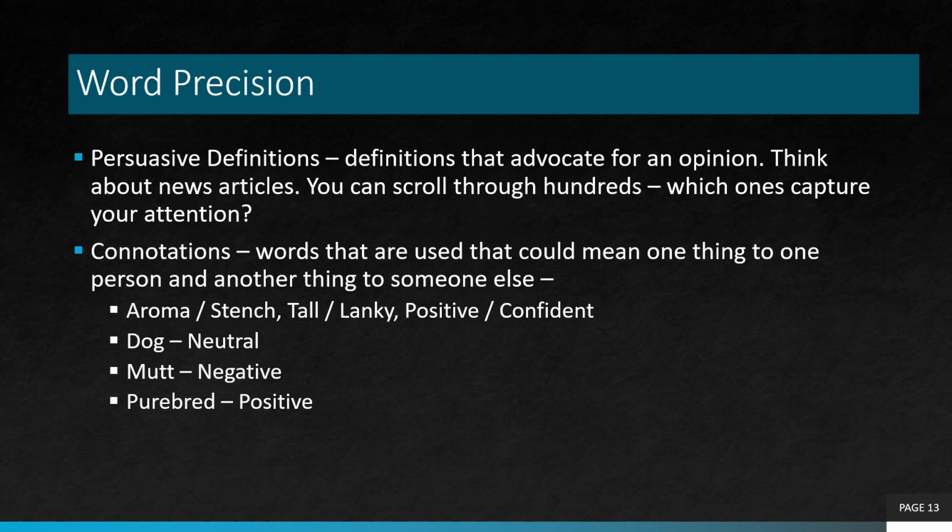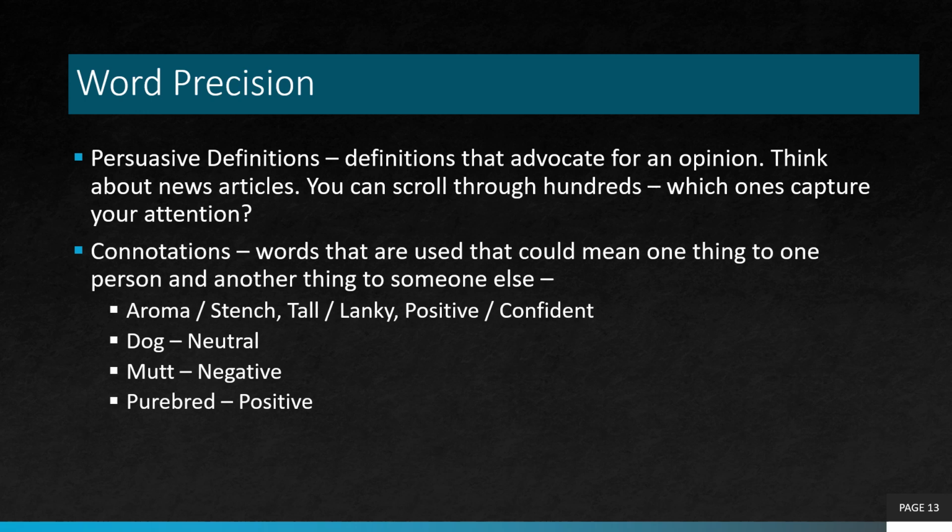Then there are connotations, right? These are words that can mean one thing to one person and another thing to someone else. I can say, oh, I love the stench of your perfume. What? Some people might say, right? So we'll use aroma. You're so lanky, and that sounds like a negative connotation, whereas if I said you're tall, that might not seem so negative.